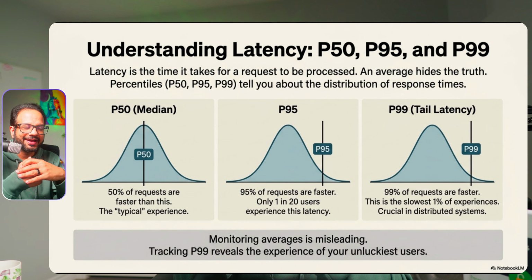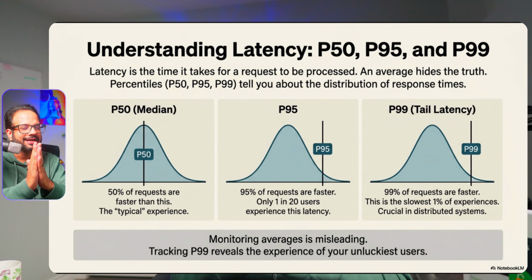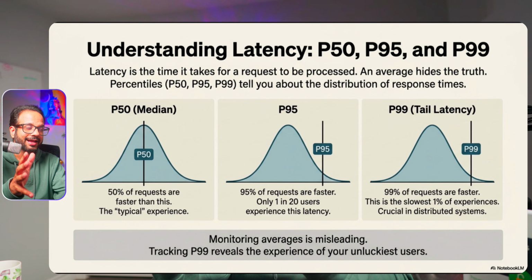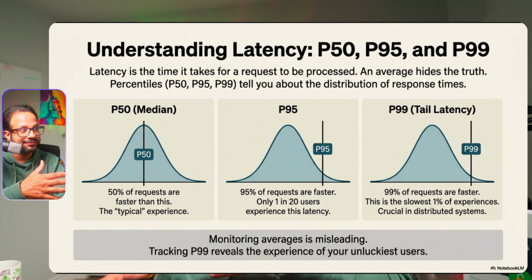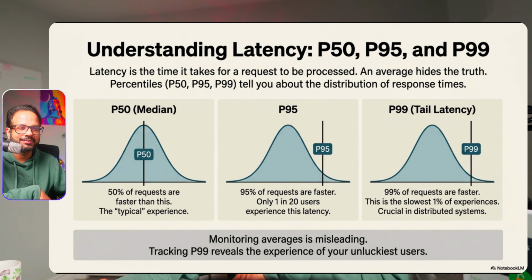When you calculate the average in terms of latency or some other metrics, it does not provide you the complete picture. And then you have to use something called P50, P95 or P99 latency. P99 provides you the best possible results out of all of these. So P50 latency is also called the median. What that means is it is checking 50% of the requests. That means 50% of the requests are faster than this. That's basically your typical experience.